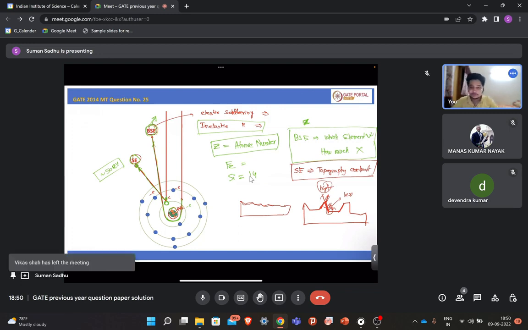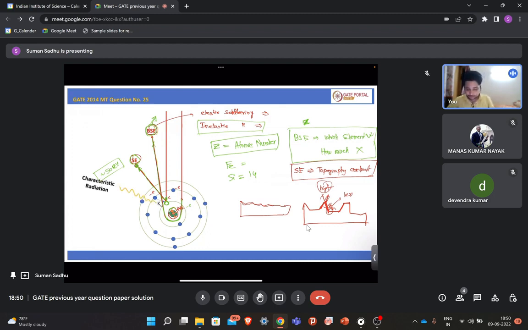So it will not give you any idea about which element is present or at what quantity. So these two answers, BSc and secondary, are not right. Now there is another type of signal, that is X-ray.